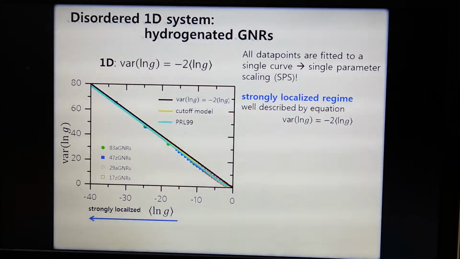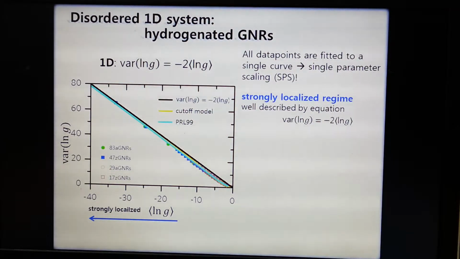As a first step, we examined the conductance behavior of the 1D system. The calculated variances are plotted as a function of the mean value of log G. Here, we considered both armchair and zigzag edge structures, and we also considered various sample sizes and hydrogen concentrations to plot this data. We find that all the data points are well fitted to a single curve regardless of the details of the system.